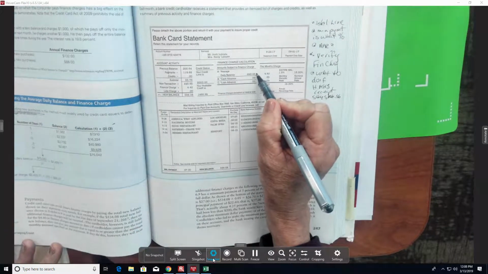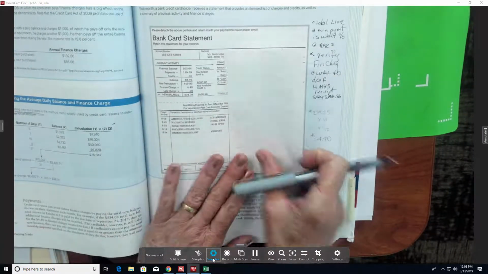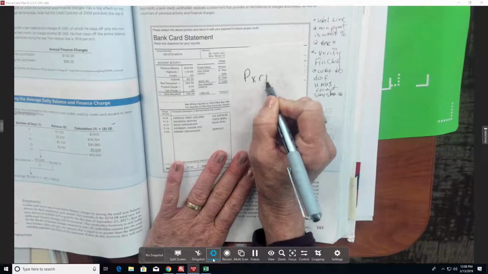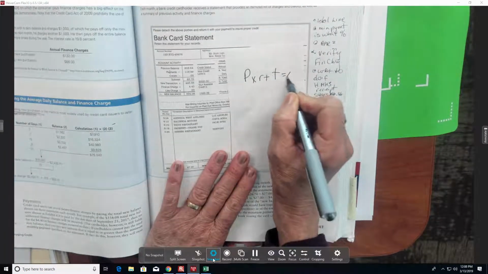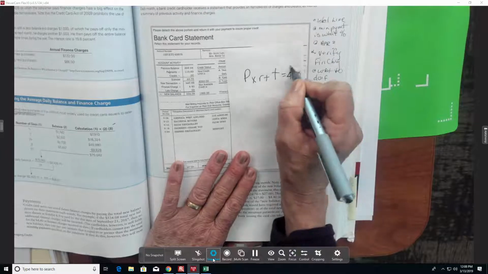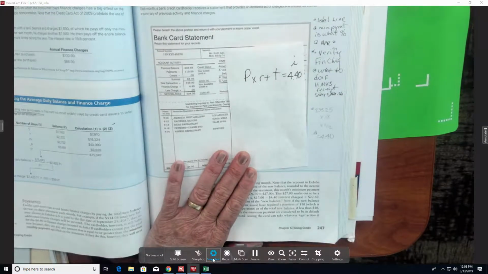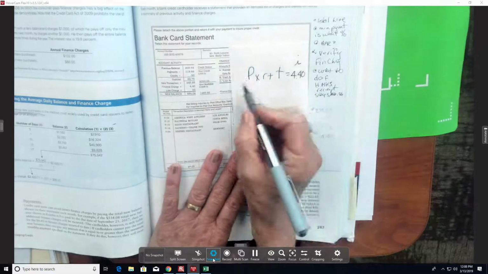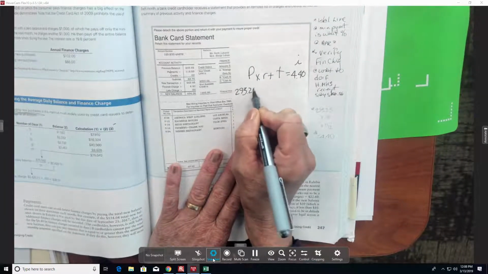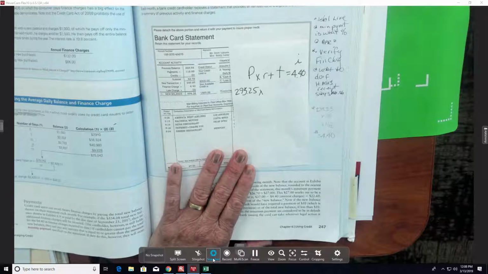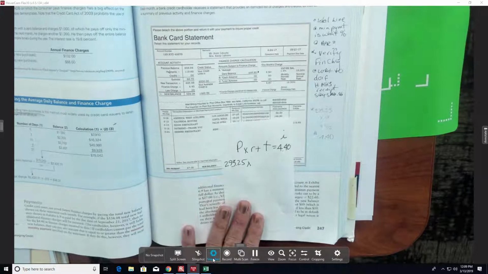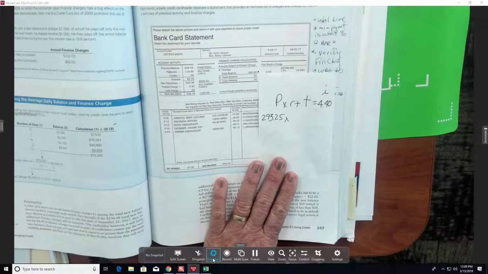So they give me the ADB, don't they? That is my principal. Principal times rate times time. And we know that we're trying to verify $4.40, right? That's the interest. So the principal's $293.25. What's the rate? Right over here, 18%. And again, you guys, these are not uniform any more than a pay stub is. So you've just got to learn to look for the data.